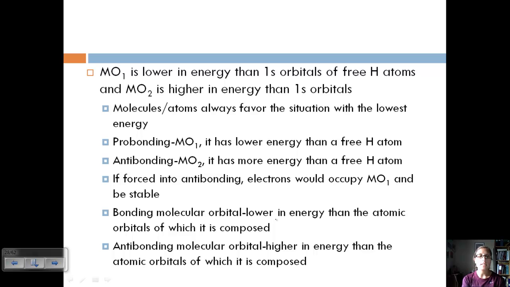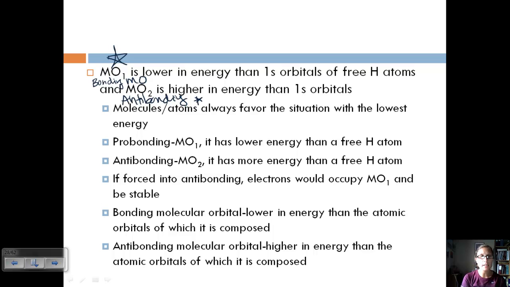Okay, so MO sub 1 is lower in energy than the 1s orbitals of the free hydrogen atoms, and MO sub 2 is higher in energy than the 1s orbitals. And MO sub 1 is what's known as the bonding molecular orbital, and MO sub 2 is what's known as the anti-bonding. So if you remember from the picture, that top one had the little asterisk. That's MO sub 2. That's called anti-bonding, and we'll talk about that right now. Molecules or atoms will always favor the situation with the lowest amount of energy. Well, that would be MO sub 1 then, because it's lower in energy than the orbitals of the free atoms, and so they're going to want to go there.